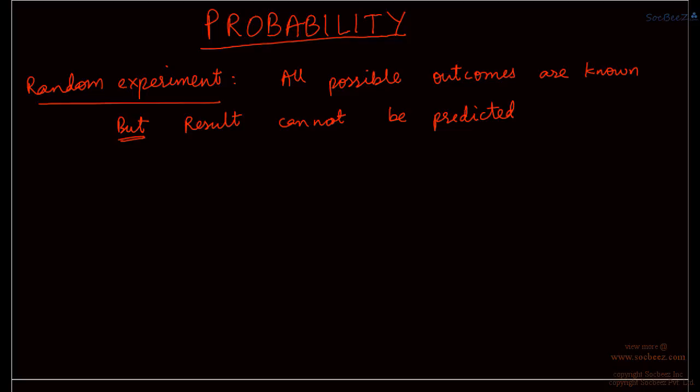So let's say I toss a coin. Now I know the possible outcomes are either heads or tails, right? So I know when I toss the coin, I'll get either heads, which I'll denote by H, or tails, which is denoted by T. So I'm sure that I'll get only these two outcomes, right? These are my possible outcomes. But whether I get a heads or a tail, I just cannot tell that, right? So this is an example of a random experiment.